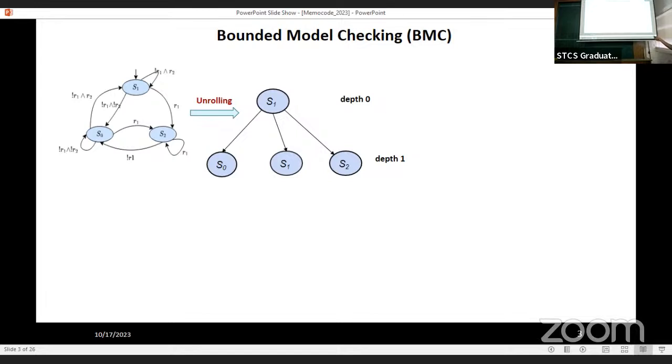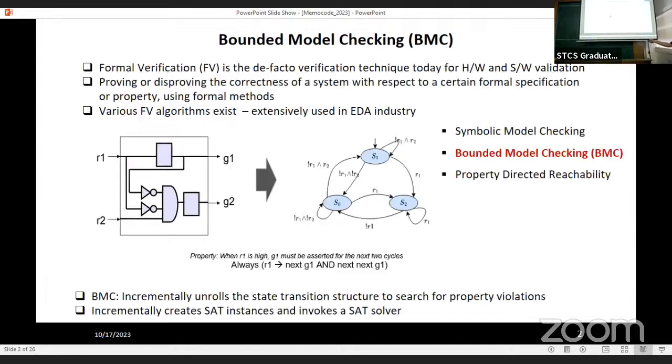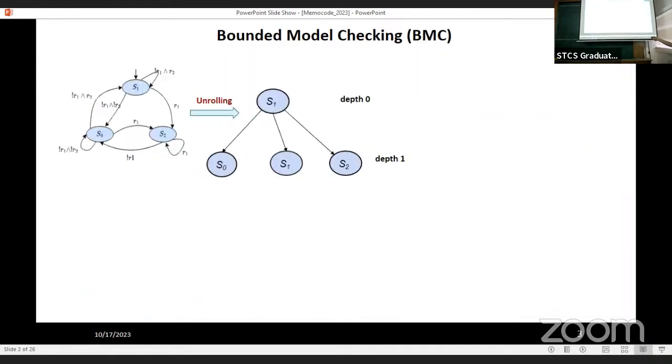bounded depth. So it will first look at S1. So this is your S1. What does the property need from S1? Possibly nothing. If you look at the property, there is no requirement to know whether S1 satisfies G1 or not, because what you're essentially saying is that if R1 is high somewhere, then in the next cycle G1 is what you need.